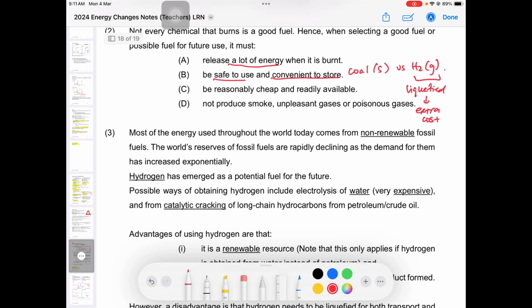Number 3, is it reasonably cheap and readily available? For example, coal is still more readily available as compared to hydrogen. And the last one, it doesn't produce smoke, any unpleasant gases or poisonous gases. So in this case, hydrogen would be a better choice because remember, it only produces water upon combustion, or if you were to use it in a fuel cell. But if you use fossil fuels, it may produce things like sulfur dioxide, oxides of nitrogen. So we will learn more about air pollutants again in another topic.